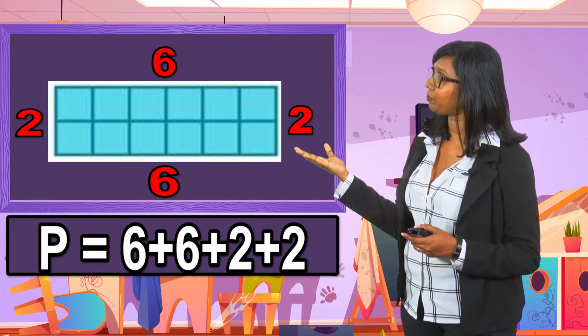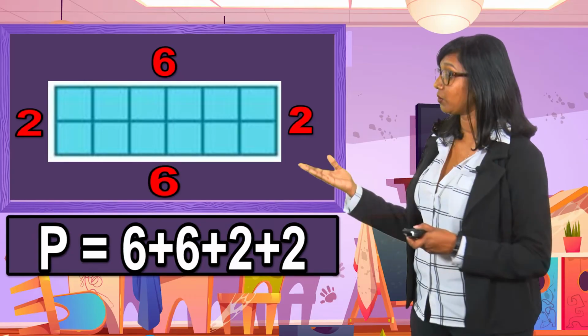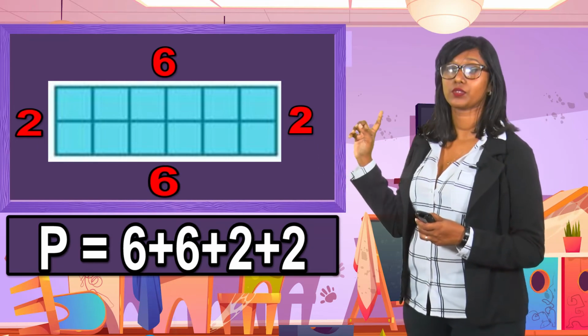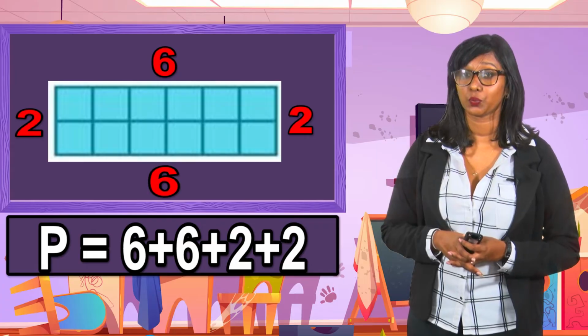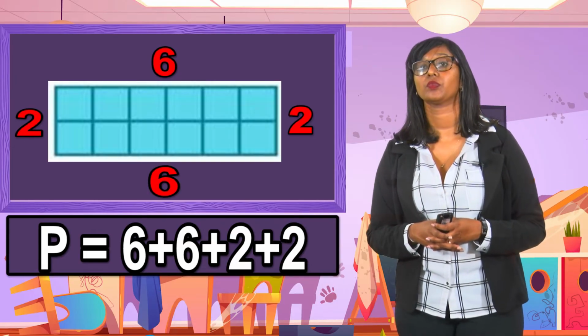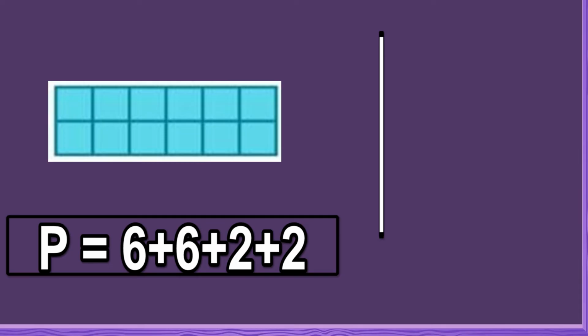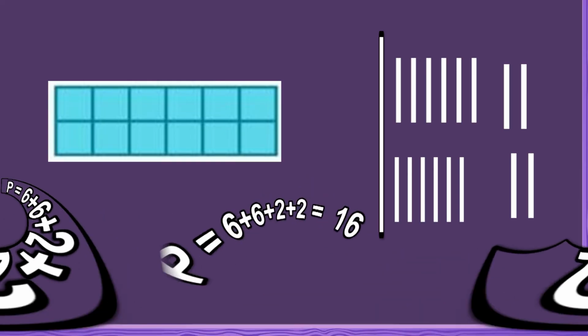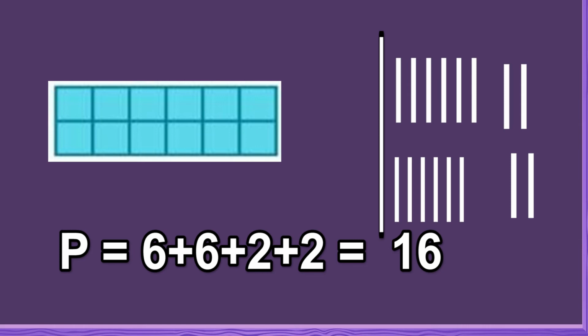So we write the letter P to represent perimeter. We write our equal sign and then we write our numbers, which are 6 plus 6 plus 2 plus 2. So we go to our working area, we write our strokes down because we have to count all of them up together in order for us to find the perimeter of this shape. 6 plus 6 plus 2 plus 2 will give us 16. So the perimeter for this rectangle is 16.